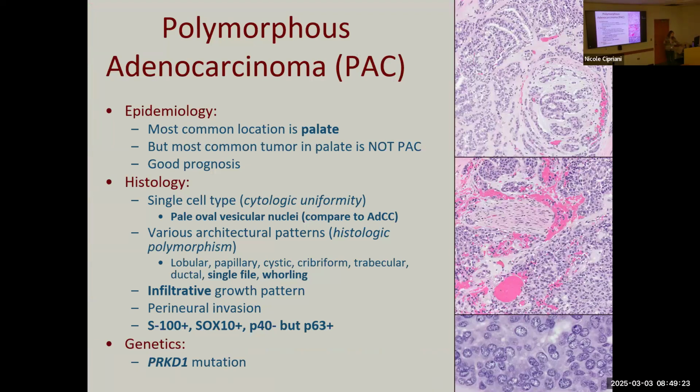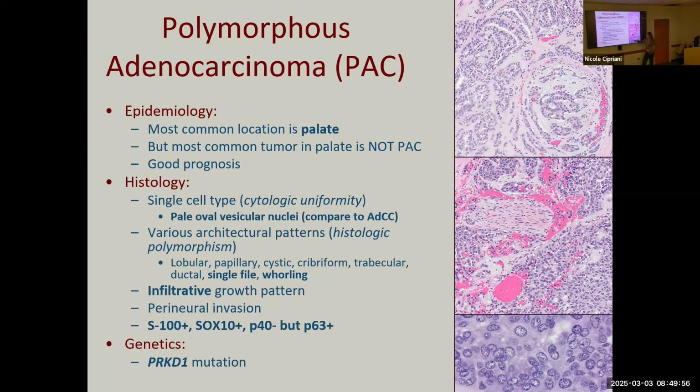One of the morphologic mimics of adenoid cystic is polymorphous. This tends to occur on the palate, although it is not the most common tumor in the palate. More common in the palate is still pleomorphic adenoma and adenoid cystic, but if you're dealing with polymorphous, you may be in the palate. This has a single cell type, so it does not have those P40 cells. It tends to have these oval vesicular nuclei. It can have myxoid stroma though, it could have cribriform growth pattern and mimic adenoid cystic.